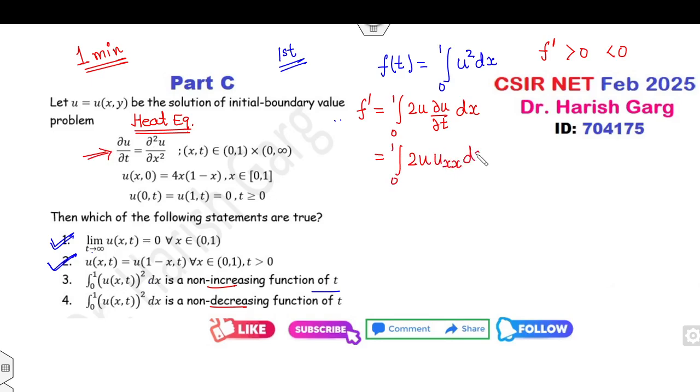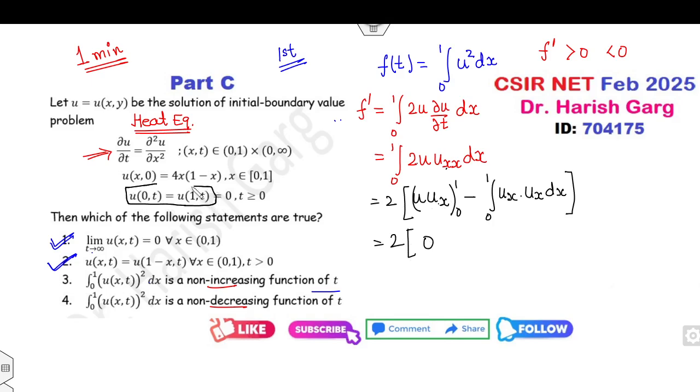u_xx. Now you can integrate with respect to x. So 2 is outside. First function, integration of the second function from 0 to 1, minus derivative of the first function, integration of the second function is u_x. Fine. Now what is the value of this? This number is 0 because of this part. Fine. If you substitute the limits, it's u(1, t) and u(0, t). This value will be 0 minus the integral from 0 to 1 of u_x square dx.